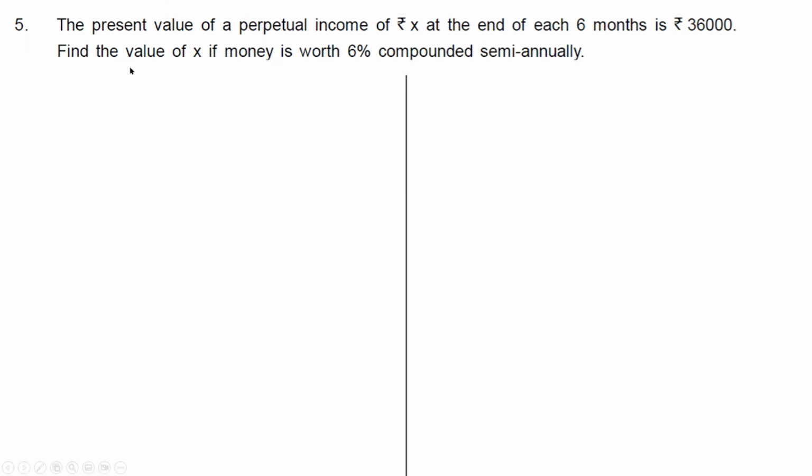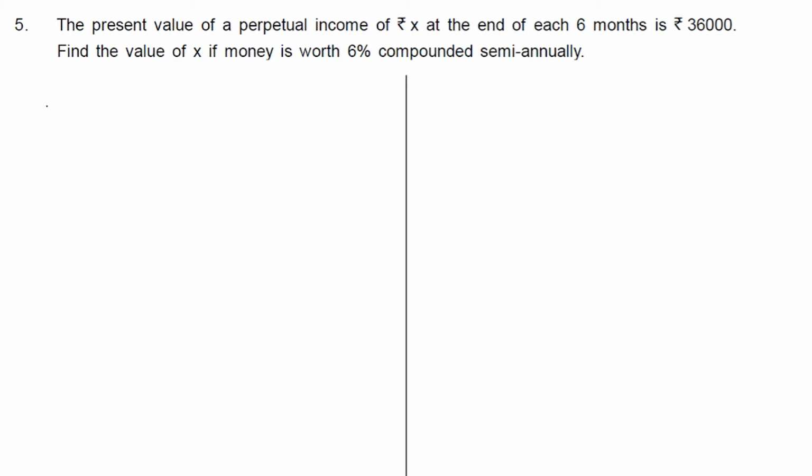Next question. The present value of a perpetual income of rupees X at the end of each 6 months is rupees 36,000. Find the value of X if money is worth 6% compounded semi-annually. So here the present value of some amount rupees X at the end of each 6 months is given as rupees 36,000. It is a perpetual income. So the present value of the perpetuity of this rupees X is 36,000. We need to find the value of X if money is worth 6% compounded semi-annually.